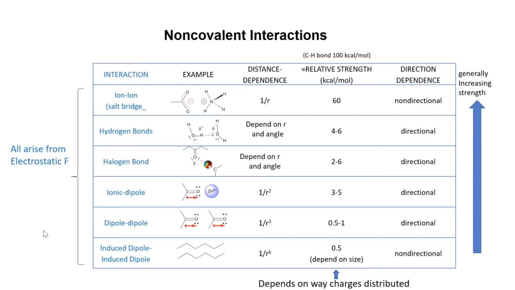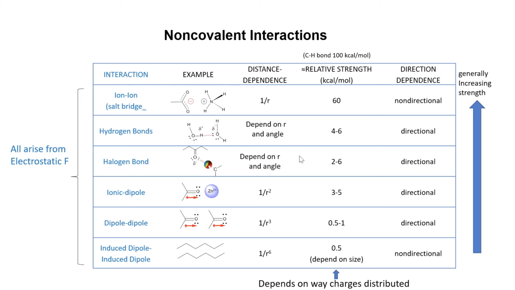Now we consider all the common noncovalent interactions. These include ion-ion or salt bridges, hydrogen bonds, halogen bonds, ion-dipole, and induced dipole interactions. Based on the size of the charge and their distribution, the ion-ion is the strongest and the induced dipole is the weakest, given similar sizes of species and distances between them. Every one of these interactions arises from the electrostatic force described by Coulomb's law.